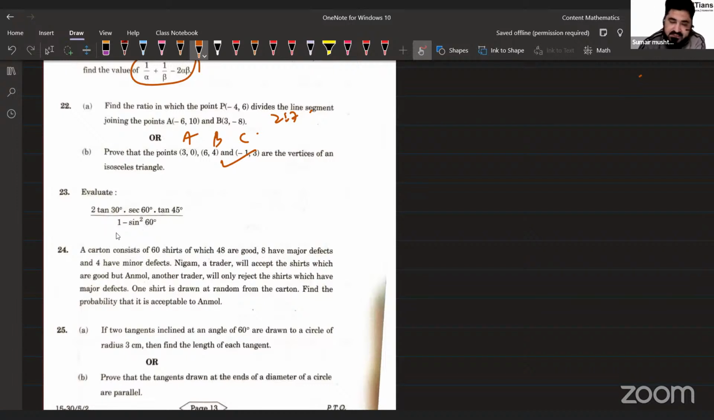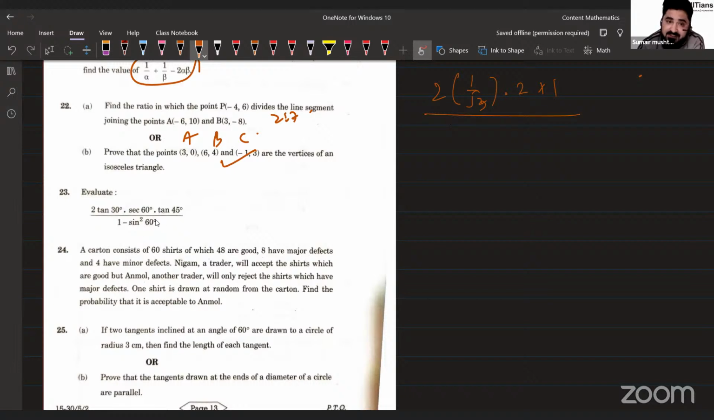Okay. Now, this is the question. 2 into 1 by root 3, sorry, into secant of 60. Secant of 60 is equal to 1 by cos of 60. Cos of 60 is 1 by 2. Secant of 60 is 2, right? Okay. Multiplied by tan of 45. Tan 45, you know, is equal to 1.